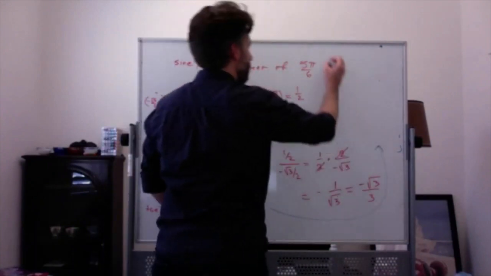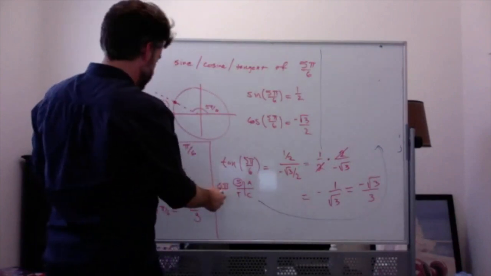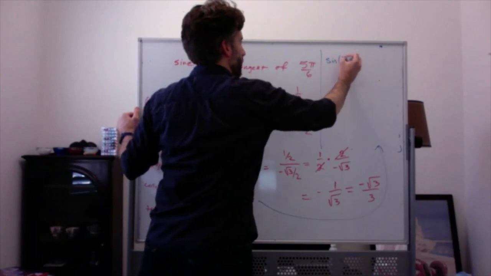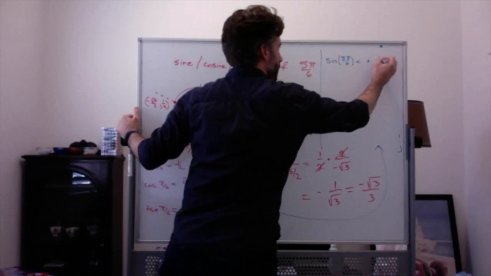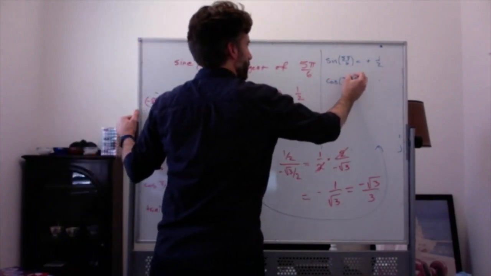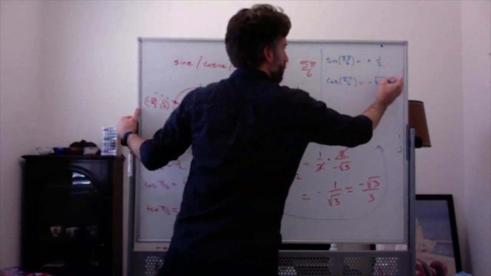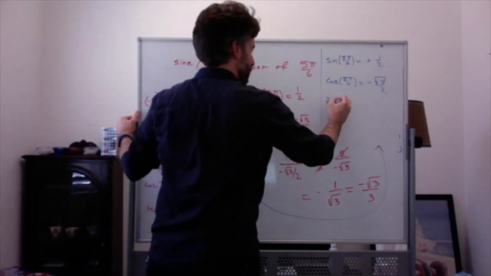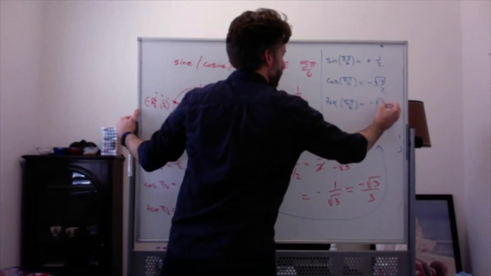I'm sorry. So you say, okay, using this along with quadrant 2, I know that sine of 5 pi over 6 is positive 1/2. I know that cosine of 5 pi over 6 is negative root 3 over 2. And I know that tangent of 5 pi over 6 is negative root 3 over 3.